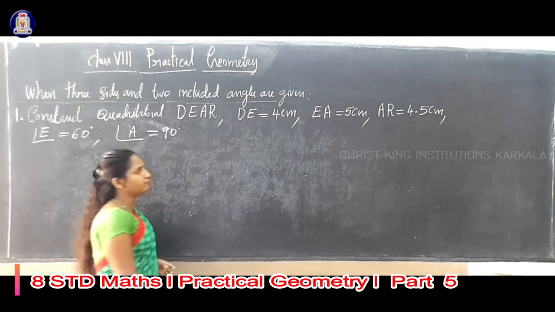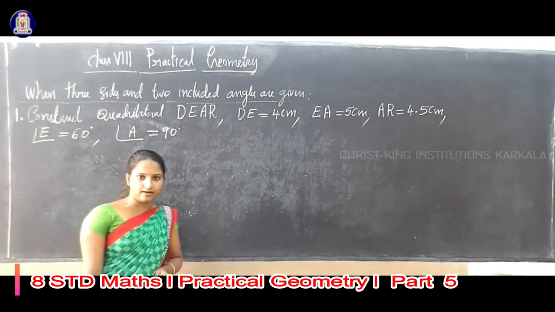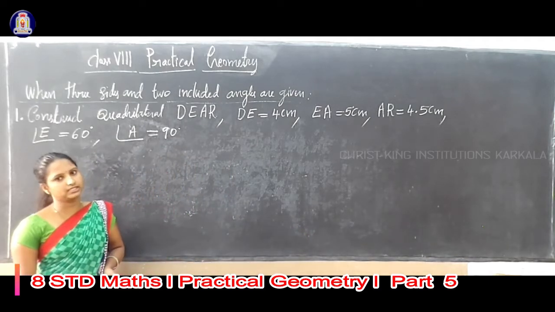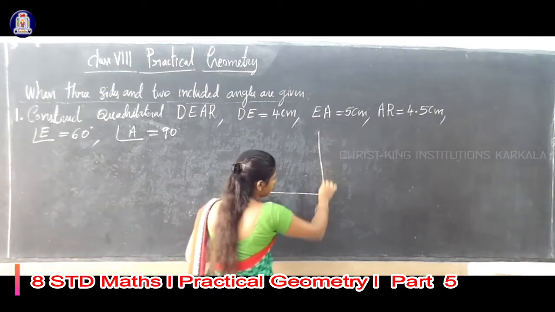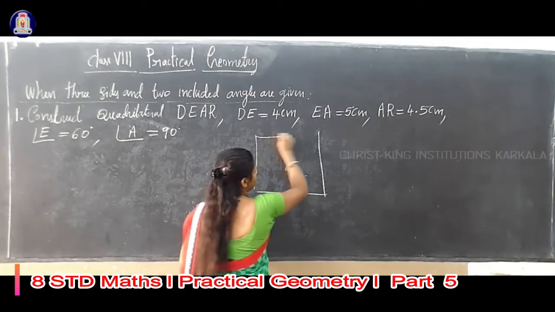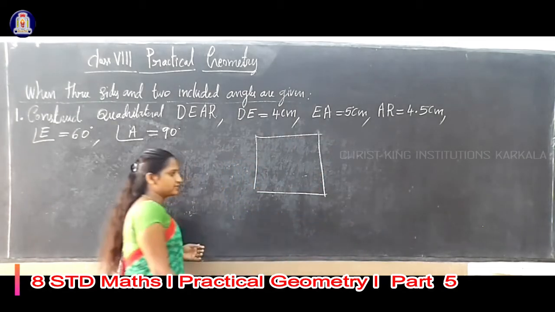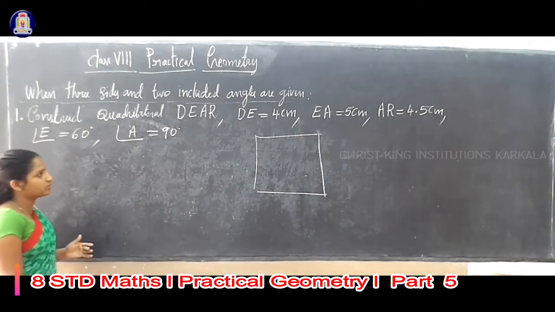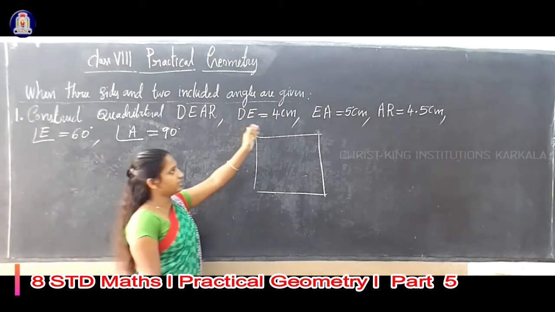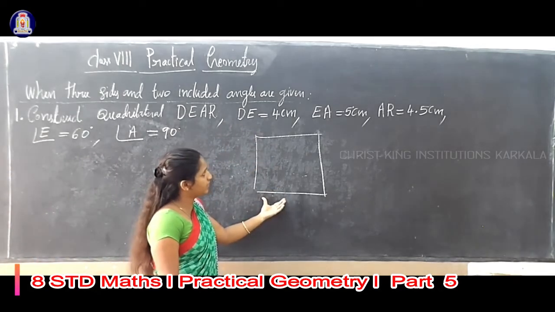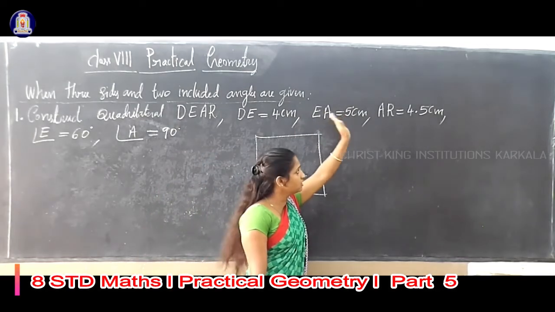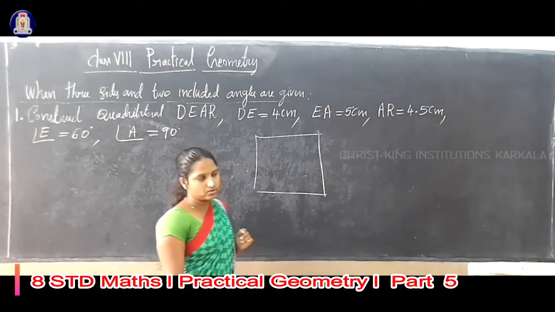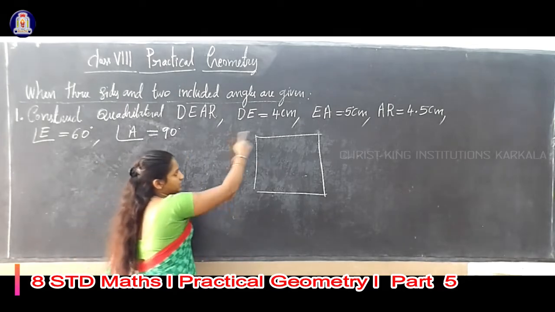Which quadrilateral? DEAR. In that, first you have to draw a rough sketch of the quadrilateral. You know the shape of a quadrilateral, so draw one like this. Then you have to think about which side you can consider as the base. DE is given, so you can consider DE as base, or EA, or AR. Here I consider DE as the base.